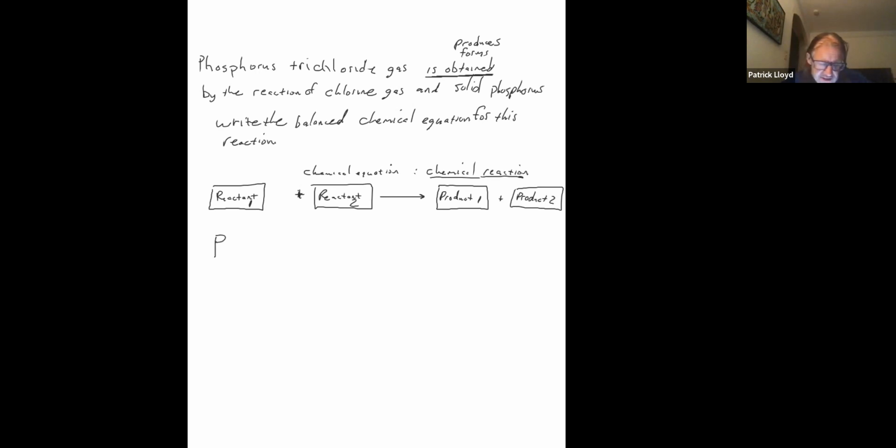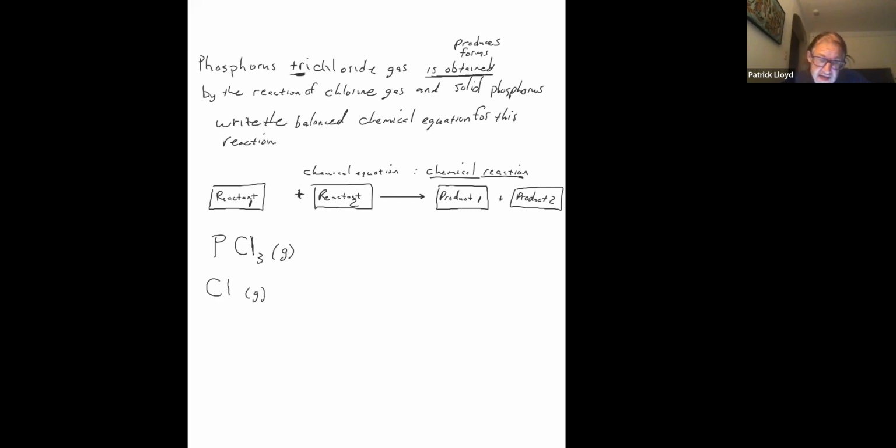It's telling us that it has chlorine. Chloride is essentially the same as chlorine. There's trichloride, so that's a 3. It tells us it's a gas, so we put in parentheses a G. Okay, so phosphorus trichloride gas is obtained by the reaction of chlorine gas.